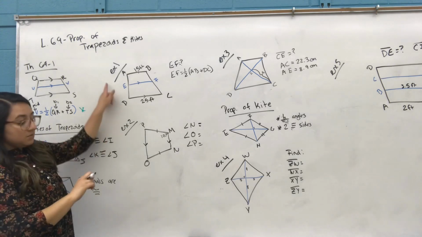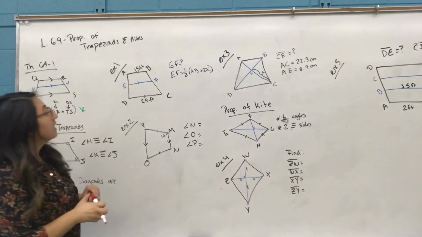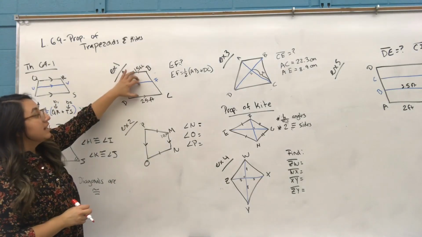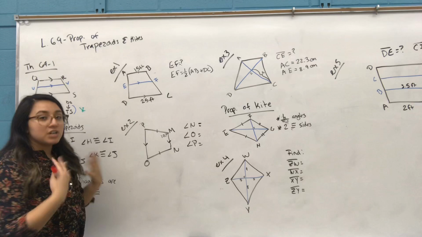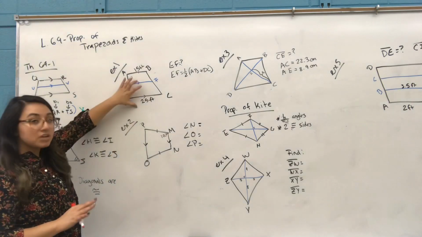So let's go ahead and do example 1. Let me go ahead and use a different marker. Here we have a trapezoid. These are parallel and that's telling us it's a trapezoid. If it doesn't have the lines here, it's telling us it might not be a trapezoid. Here it is a trapezoid.